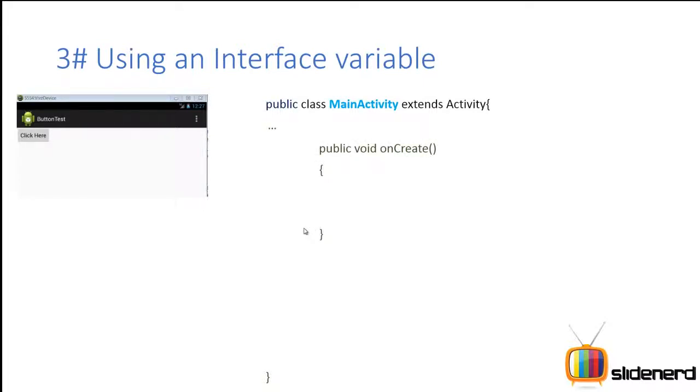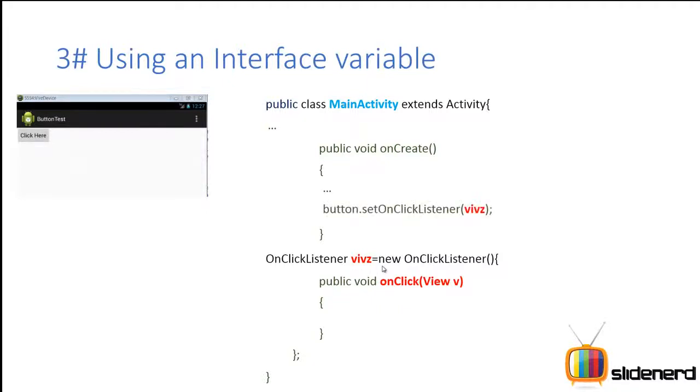I have my onCreate method, but here, instead of making a class implement the onClick listener, I simply make a reference of the onClick listener and I say new onClick listener. In short, I'm actually defining it at the place where I'm going to use it, alright? So here I say new onClick listener, bam, public void onClick, and inside that onClick method I write whatever I want and I put a semicolon at the end, and now I can simply set my onClick listener to vivs.